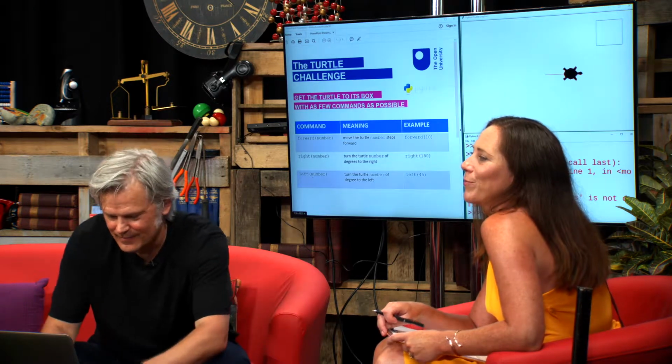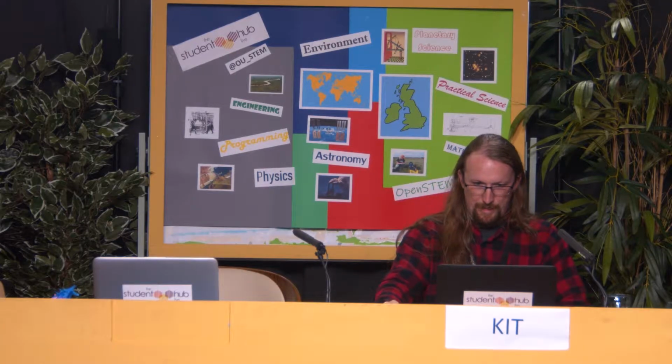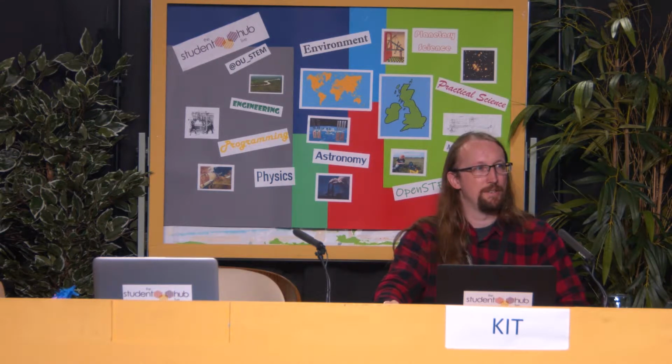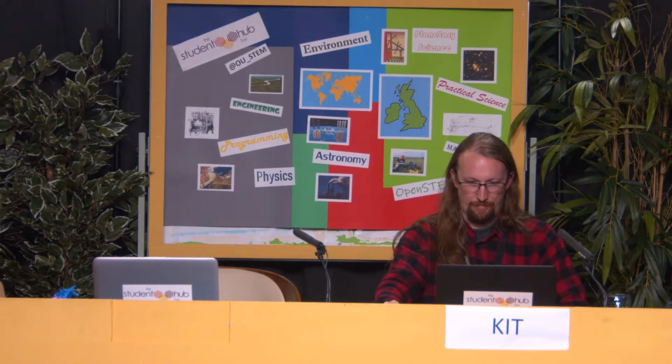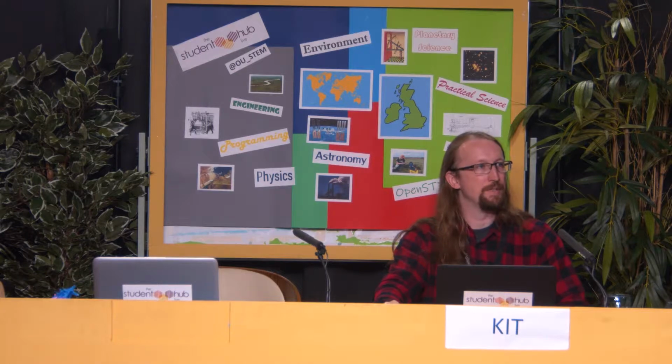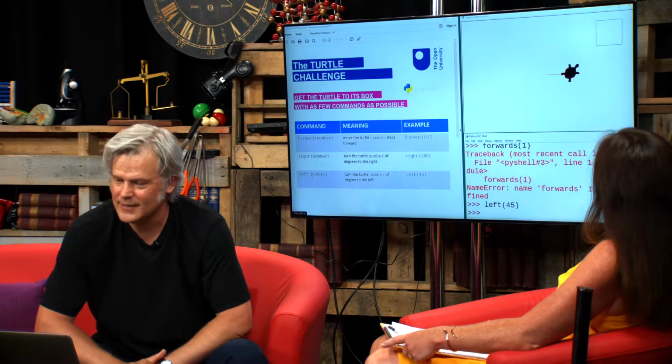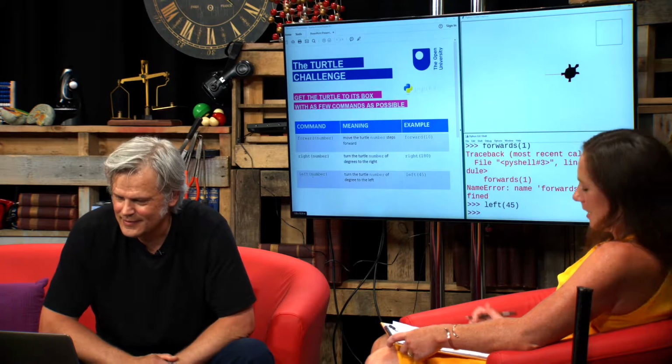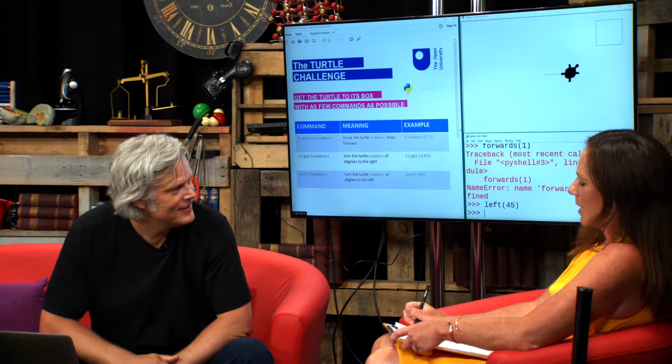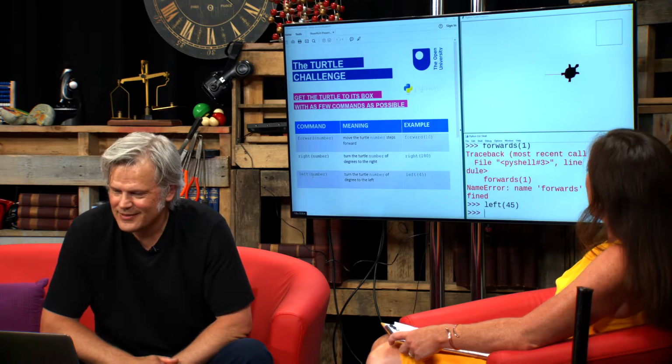Right, okay. The widget says go left. Kit, how many should we go left? I'm having a look at the suggestions. I think we'll probably go left. Yeah, left 45 seems to be the consensus. Perfect. That's looking pretty good. Three steps. Good work, chaps. Nice one. Okay, excellent. Now let's clear that widget down and see again where everyone thinks the turtle should go.